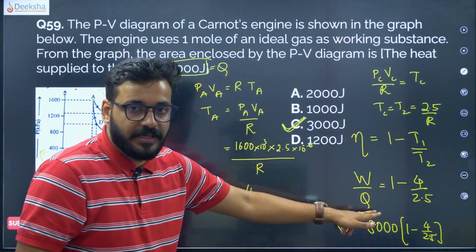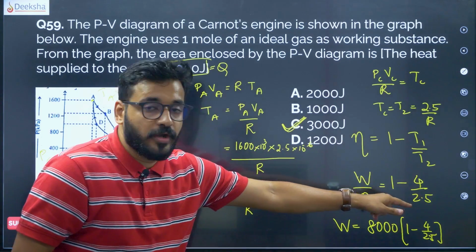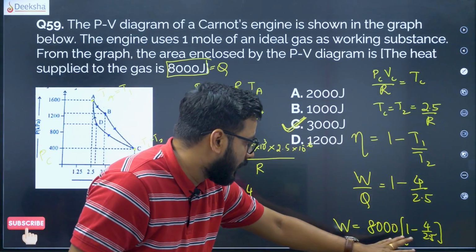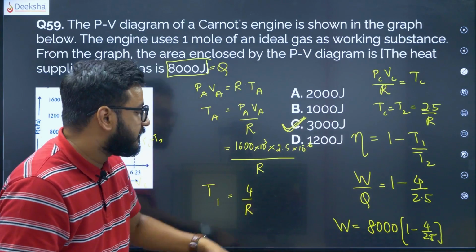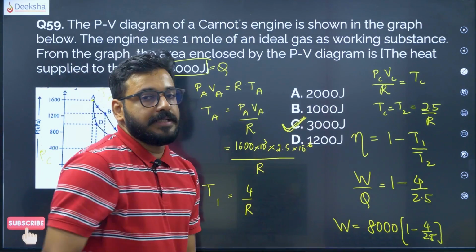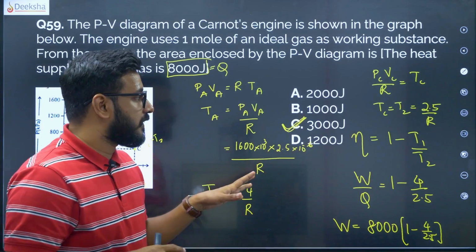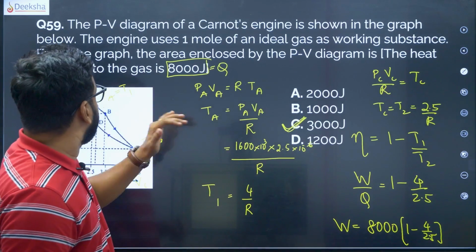Eta is work done by heat supplied, which is 1 minus T1 by T2, 1 minus 4 by 2.5, and just you can calculate this. Ultimately you will get the answer as 8000 into 1 minus 4 by 2.5, which is 3000 joules. Okay, so the work done is 3000 joules. Fine. All right, now this is the penultimate question.